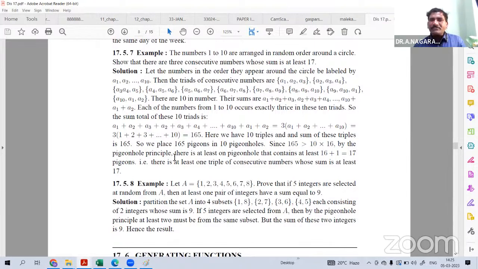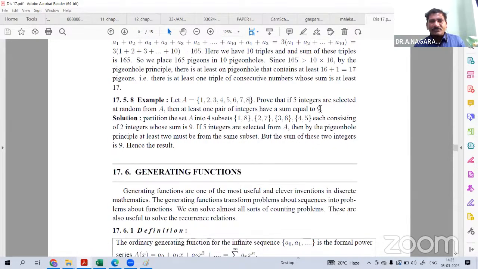So it comes to the pigeonhole principle: 16 plus 1 equals how many? At least 16 plus 1 means 17. So 17 pigeonholes will be available here. That is the example for here. Next, example 2 also will go for the same.